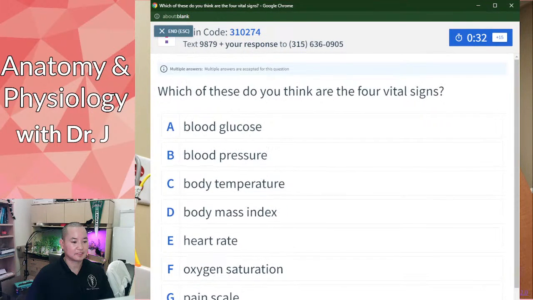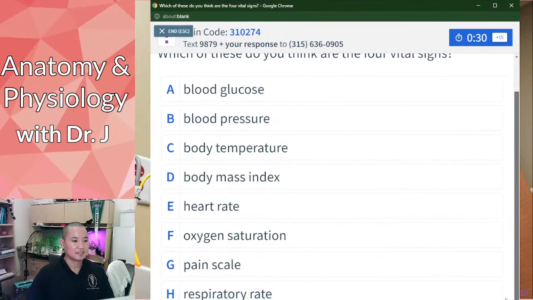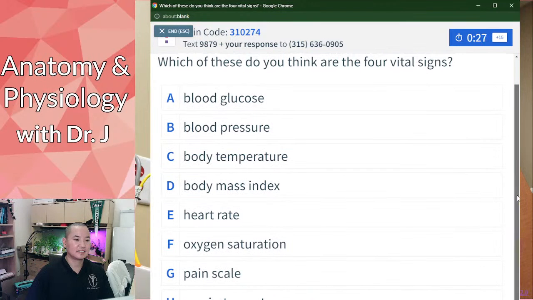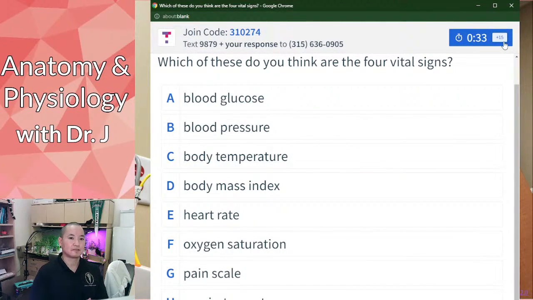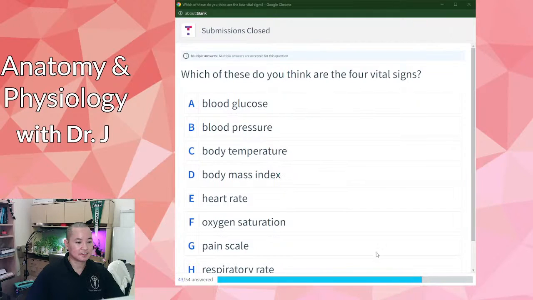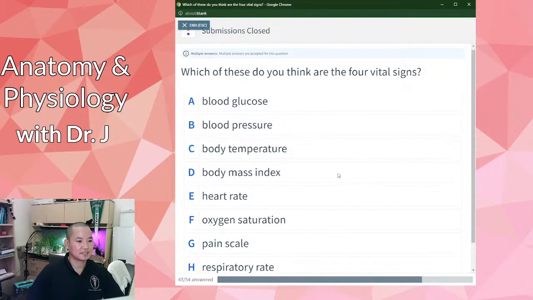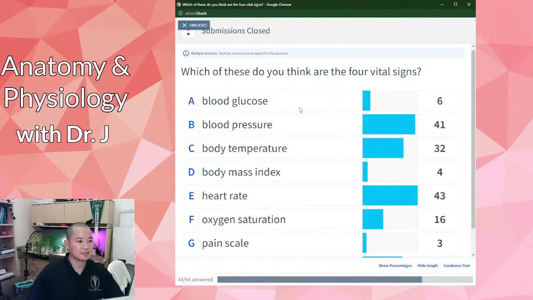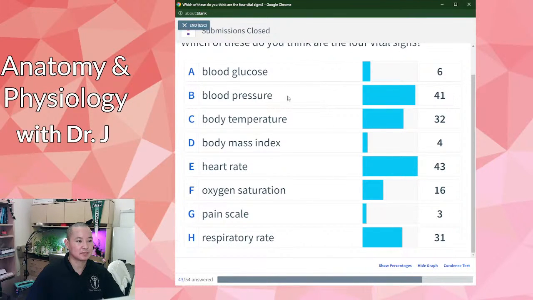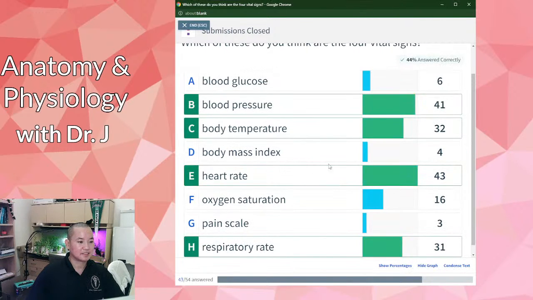What we have is this question right here. There are 4 classically, canonically accepted vital signs. Some people say there are 5 or 6, but which are the commonly accepted 4? So what did people say are the 4 vital signs? It looks like some of you said blood glucose, most of you said blood pressure. Body temperature is also popular, heart rate, and respiratory rate. And the correct ones are the most popular ones.